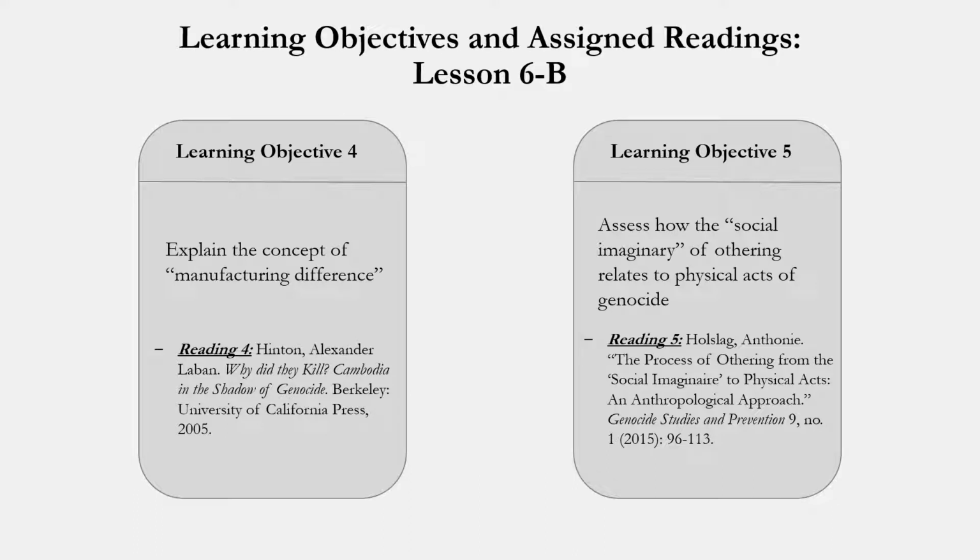Reading 4 is yet another selection from Alex Hinton's book, wherein he introduces the idea of manufacturing difference as a concept that further elaborates the identification process in genocide. Reading 5 comes from the Dutch social scientist Anthony Holslag, who continues many of the same themes we've been discussing all week, while also directing attention to the crucial question of how the symbolic violence of dehumanization that goes on at the level of the social imaginary relates to the actual physical processes of genocide and annihilation.